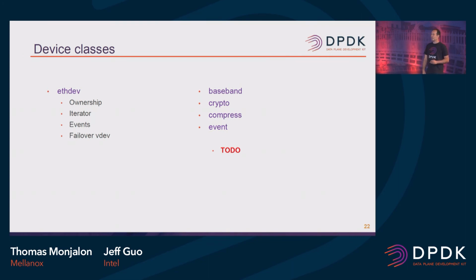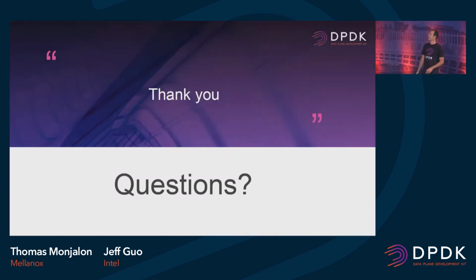So you see there are a lot of mechanisms to manage ports in ethdev. We talked about ownership, iterator, all the events at ethdev level. There is also some failover with failsafe and bonding, but we have nothing of that for other device classes: baseband, crypto, compress, event. They are not Hotplug proof. So we still have a lot more work to do. The good thing is that we are opening the way with ethdev. It will be easier later for other device classes. OK, thank you. It's time for questions.